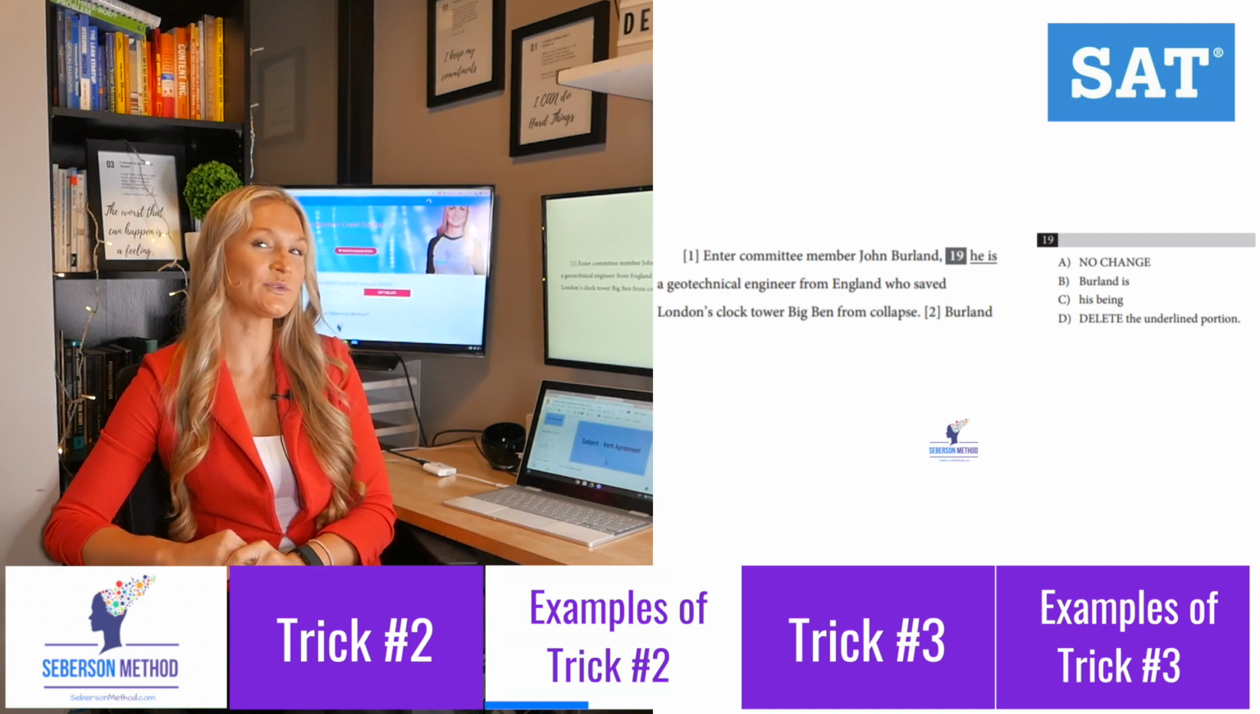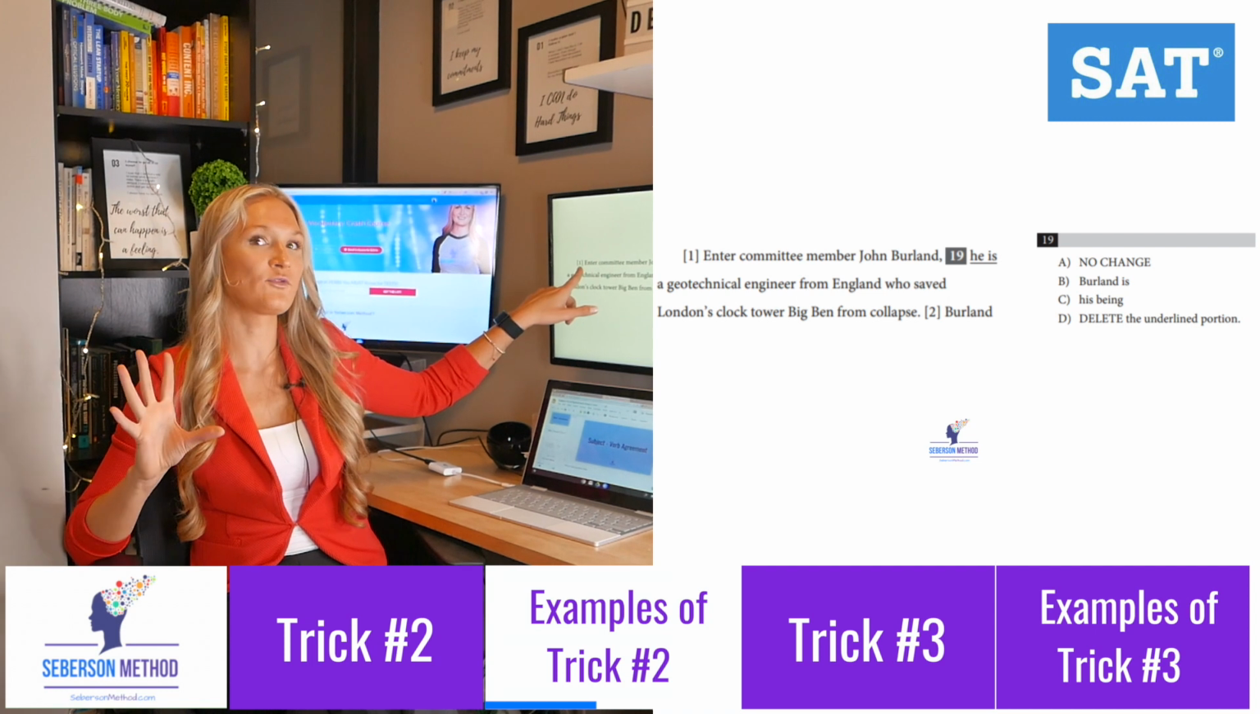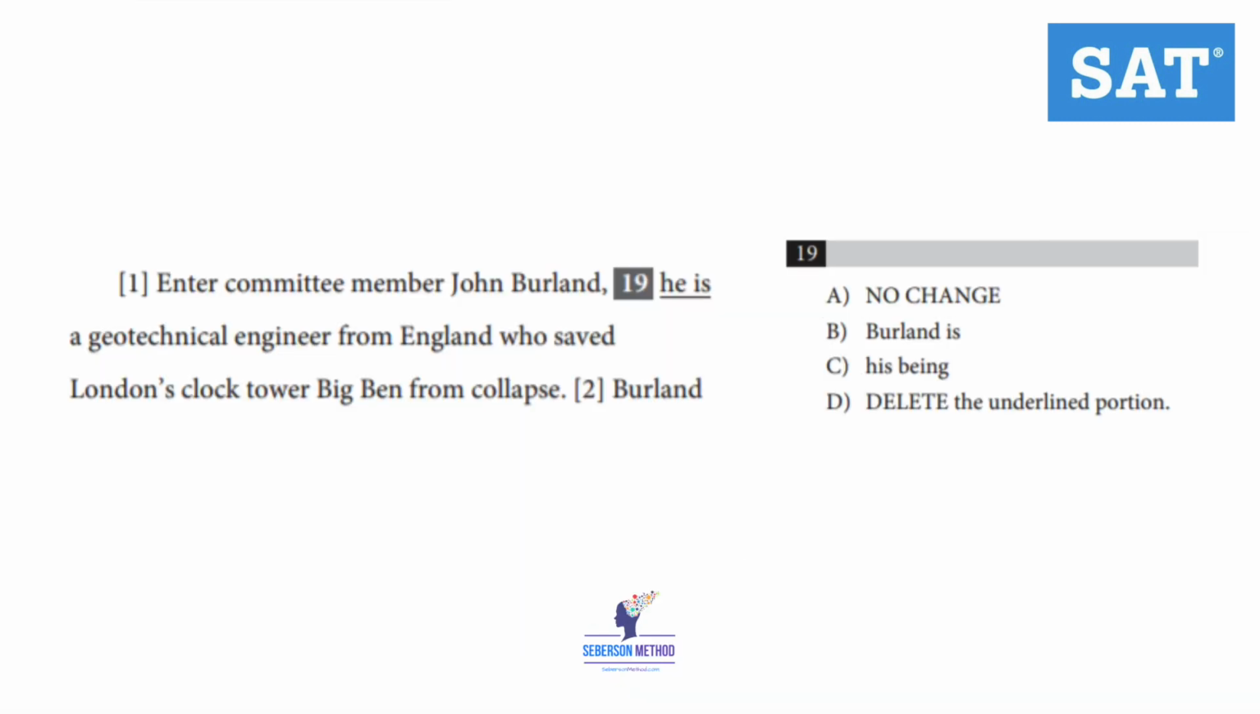Next sentence for you. Again, something that the SAT likes to do. This is a metaphor type of language. Enter committee member John Berland. If we were to use this sentence normally, we would have said, there comes committee member John Berland. But here, they're using the word enter. It's kind of like a theatrical presentation, which makes this sentence an independent clause, which makes it impossible for 19 to be a no change. He is a geotechnical engineer. Therefore, the right answer is D.